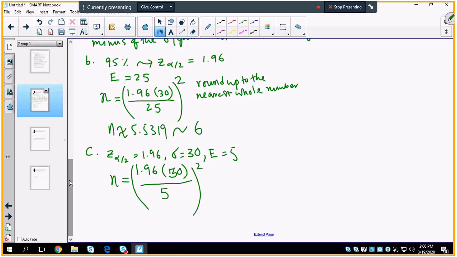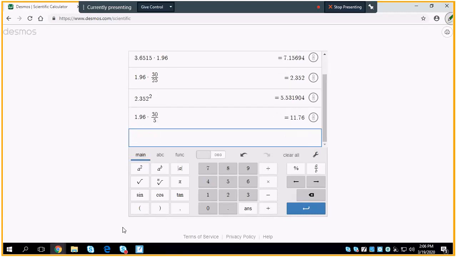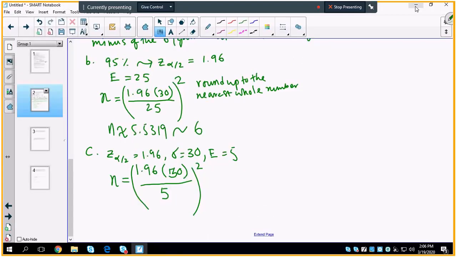So again, we're going to use the calculator. I do 1.96 times 30 divided by 5. So I get 11.76, and then I'm going to square this number. So that's 138.2976, and you will round it up to the nearest whole number, so that will be 139. So a sample size of 139 people will be required in order to make sure that the margin of error is within the margin of 5 gallons.